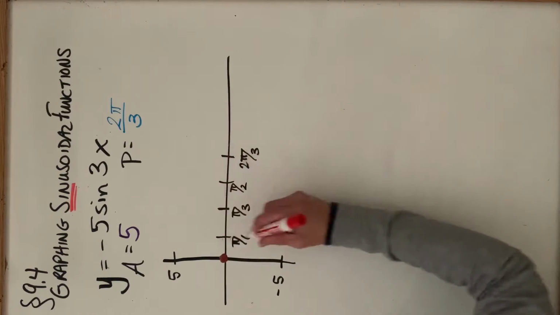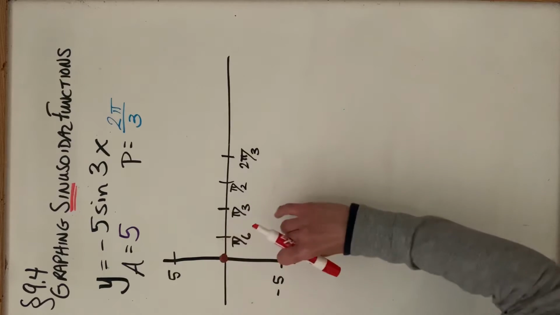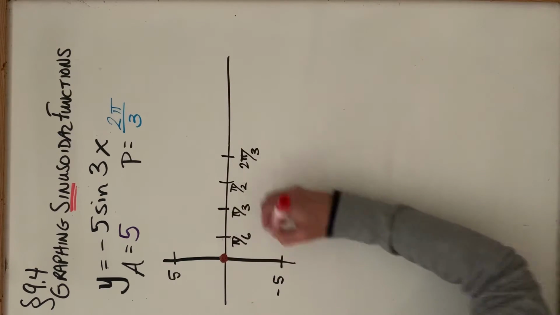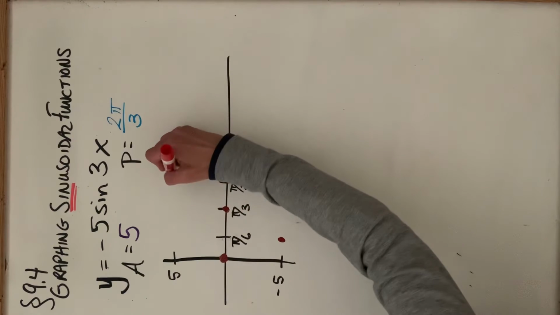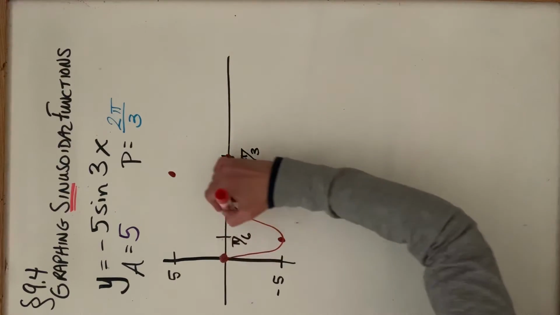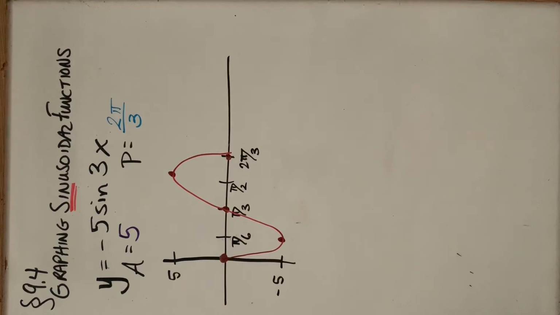So using that scale, those are going to be the x values that correspond to those maximum, minimum, and 0 points. So we're going to go down to the minimum, up to 0, up to the maximum, and back to 0. And when we connect those, that'd be one cycle of y equals -5 times the sine of 3x.